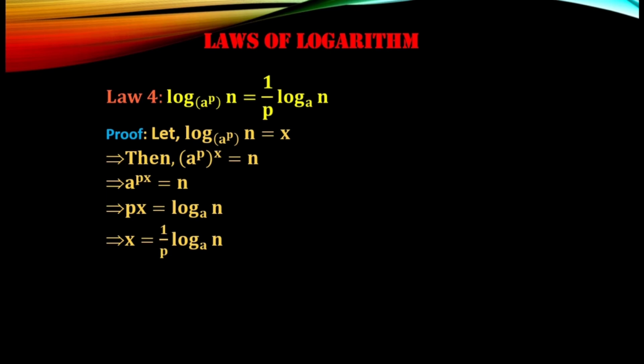Now we have a certain value of x. We substitute that value, which gives log of n to the base of a to the power p equals 1 by p log of n to the base of a. So this is the proof for law number 4. I hope it's getting clearer, or it may get denser in your mind, but don't worry at all. When we solve the problems, I will solve them one by one, so it will not be a problem. So moving on to our next example, which is law number 5.